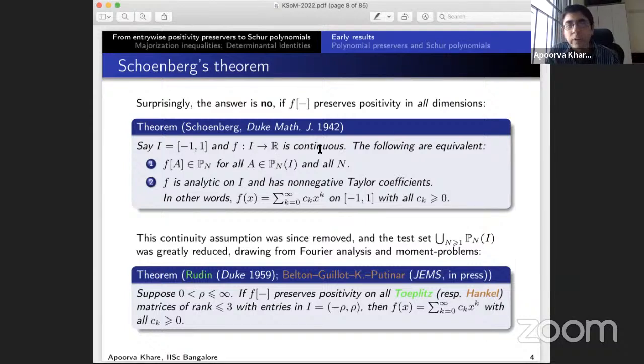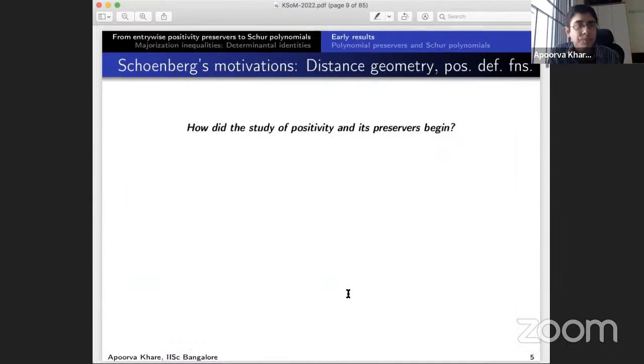So these are both sort of strengthenings of Schoenberg's theorem, except I remove the endpoints. And then I don't need continuity, I don't need all sizes, and I can even impose some additional structure on these matrices. So this was the kind of thing we were looking at for the last few years, matrices and preserving positivity.